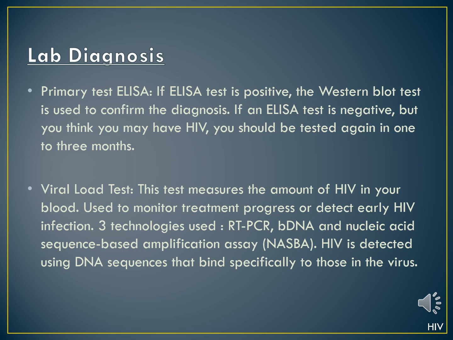The next one is the viral load test. This test measures the amount of HIV in your blood. It's used to monitor treatment progress or detect early HIV infection. 3 technologies measure HIV viral load in the blood, which are reverse transcription polymerase chain reaction, RT-PCR, branched DNA, bDNA, and also nucleic acid sequence based amplification assay, NASBA. HIV is detected using DNA sequences that bind specifically to those in the virus.